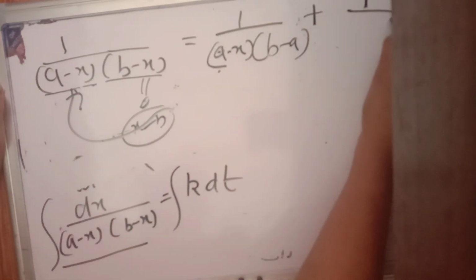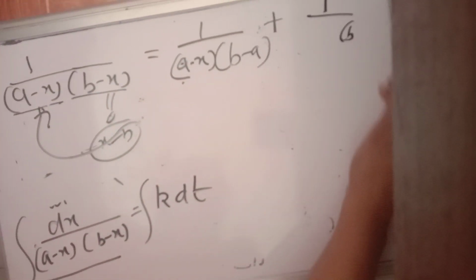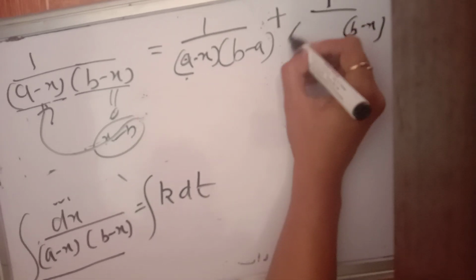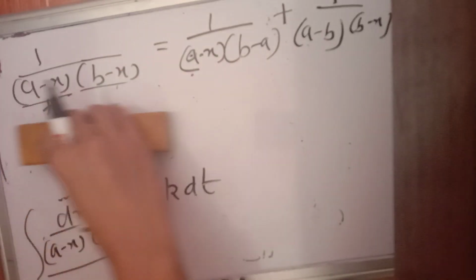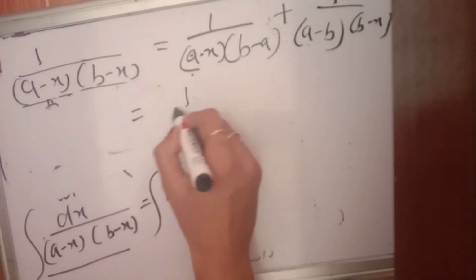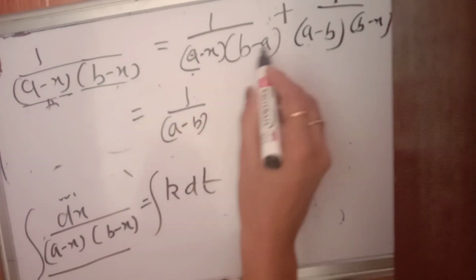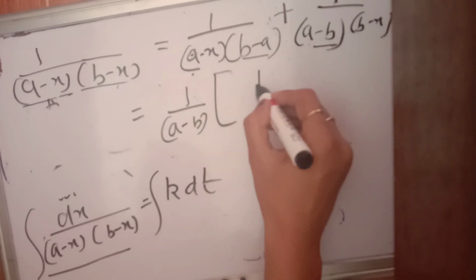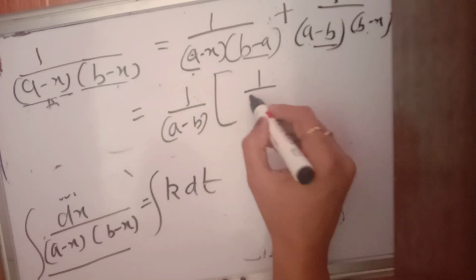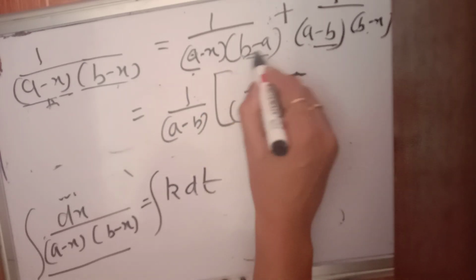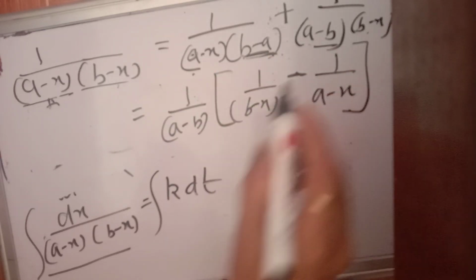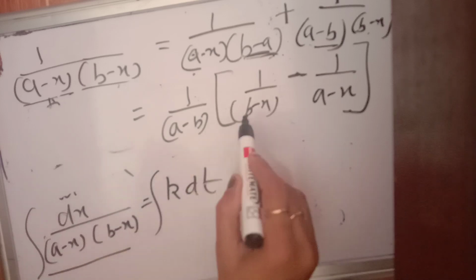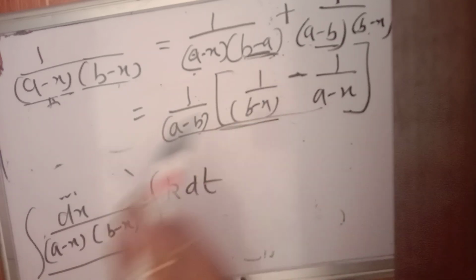We'll write B minus X as such, and we'll put A minus B. Taking the constant A minus B outside, we'll get 1 upon B minus X minus, because here it is B minus A, 1 upon A minus X. So I'll write this term as equal to this for integrating. Now we can integrate it.